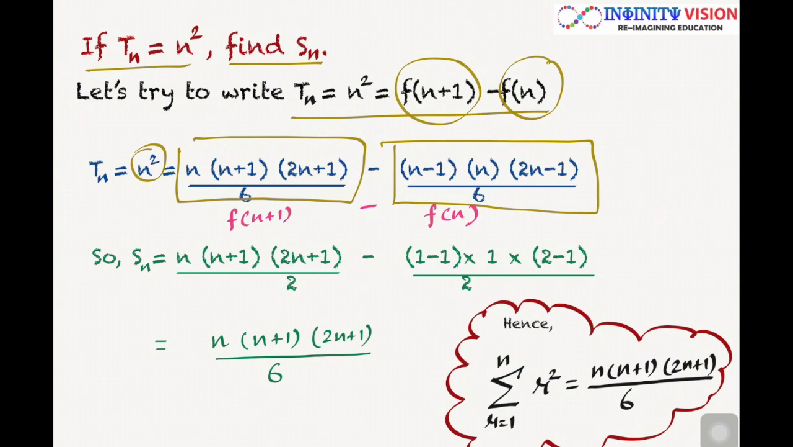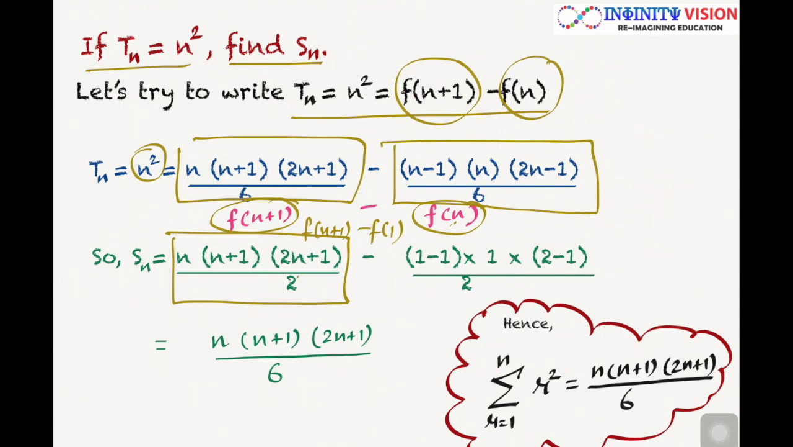So yes, we can say we have successfully written n square as f of n plus 1 minus fn, since fn is this, and if I replace n with n plus 1, I'll get this expression. Now applying the result that if Tn is f of n plus 1 minus fn, Sn is going to be f of n plus 1 minus f1. So putting it, the bigger guy will remain unchanged, n into n plus 1 into 2n plus 1 upon 6, minus 1 into 1 into 2 minus 1 upon 6, which makes it n into n plus 1 into 2n plus 1 upon 6.